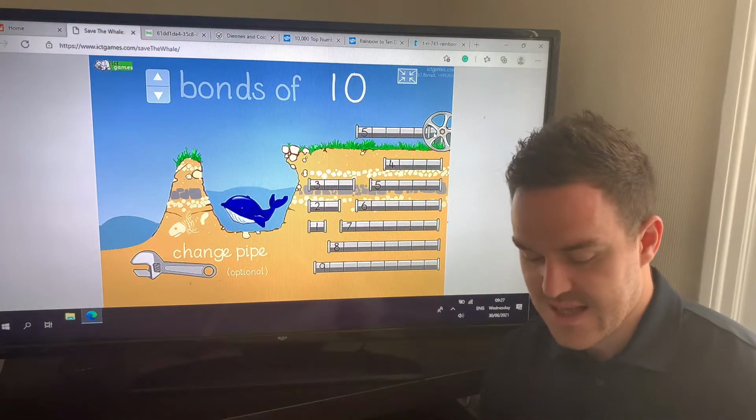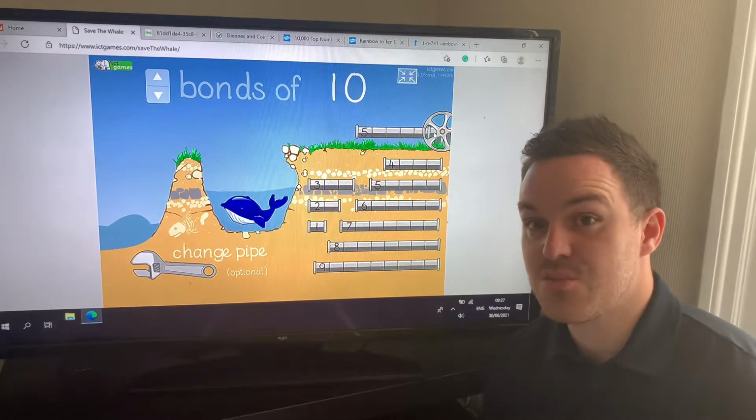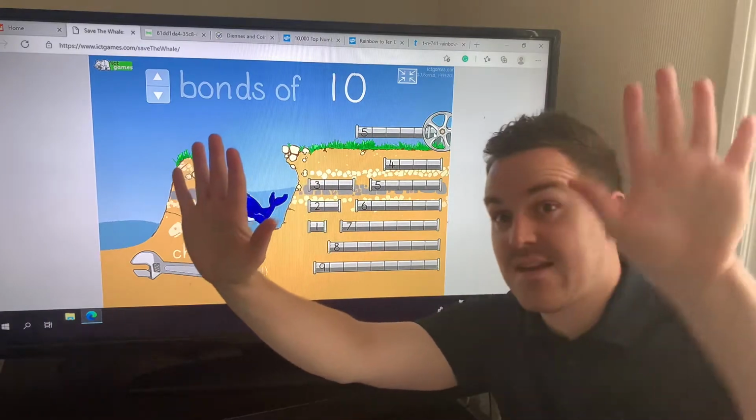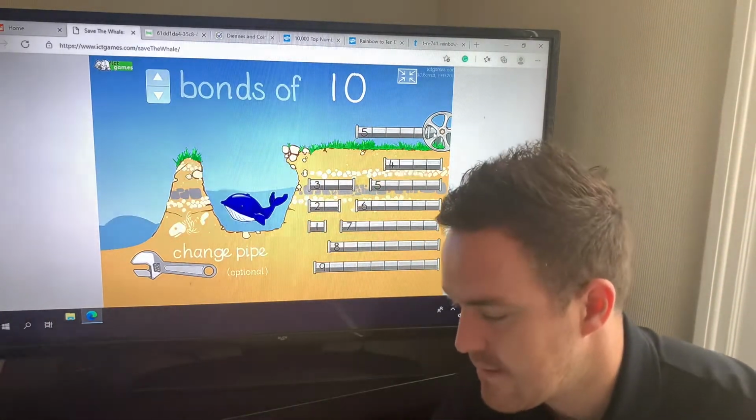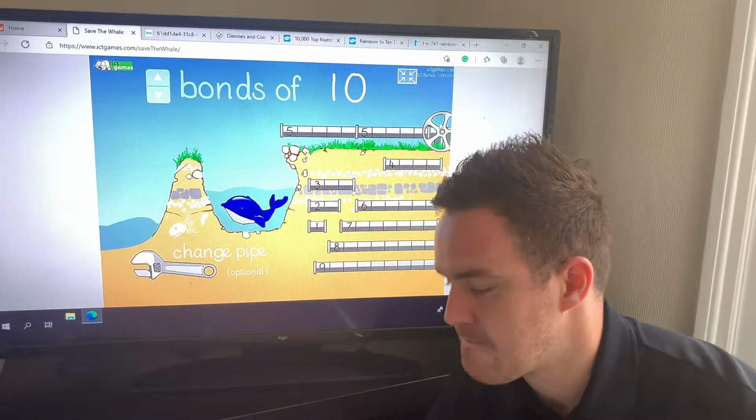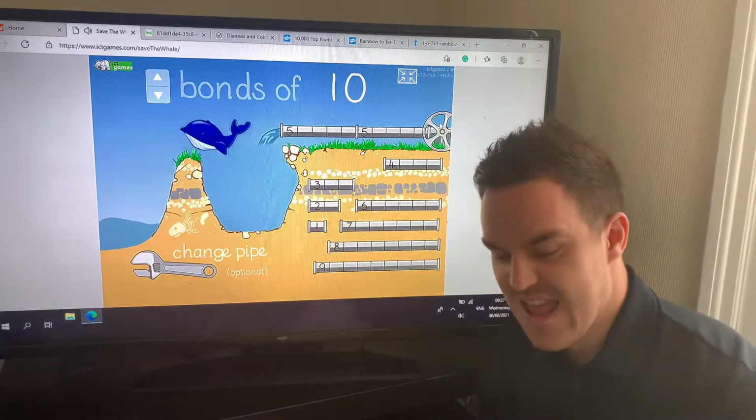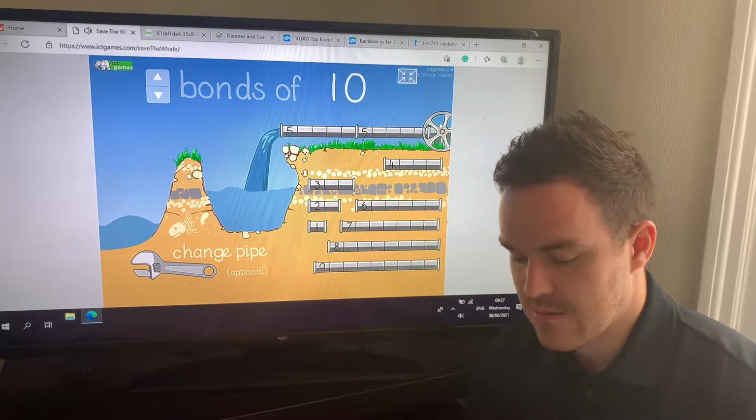5 add what makes 10? The one number bond that everyone does know, because it's on your hands. 5 add 5 makes 10. Everyone always remembers that one. When you ask someone for a number bond of 10, that's the one you guys always say.